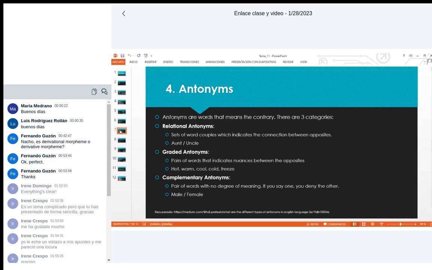That by saying one, we deny the other. Boy, girl, or black or white.